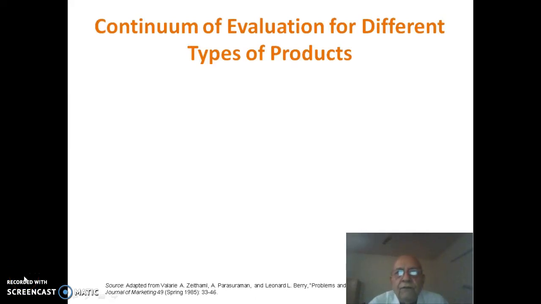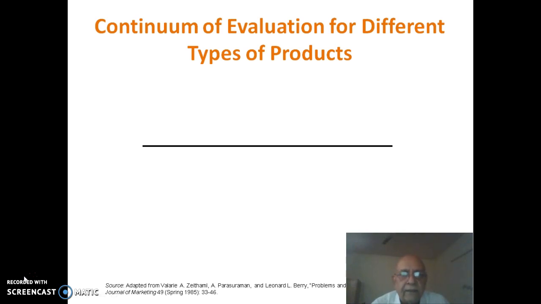Continuum of evaluation for different types of products. Evaluation, as we know, is easier for goods, which can be evaluated using the 5 senses that we have, and maybe a few tools and equipment. Whereas evaluation for services becomes that much more difficult because of several reasons which we have encountered in the previous lectures. Okay, now let us look at how goods and services are distributed over a scale, and how we can understand what this evaluation means, how it is done.